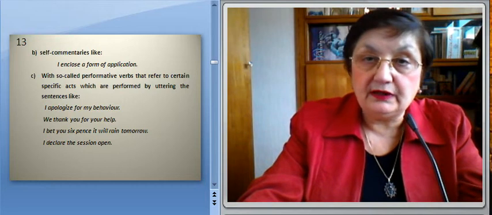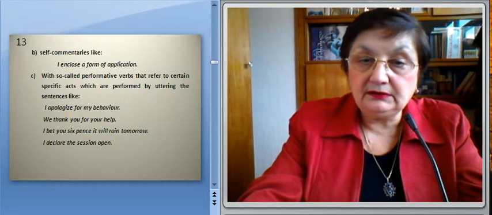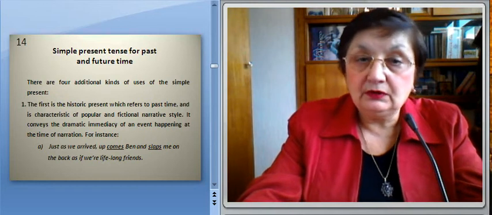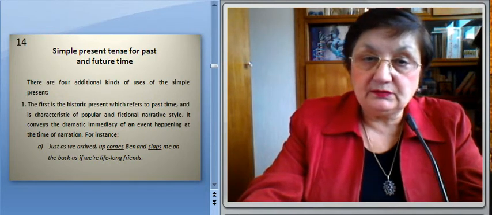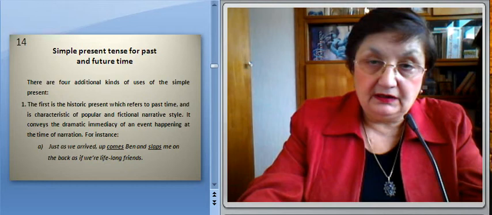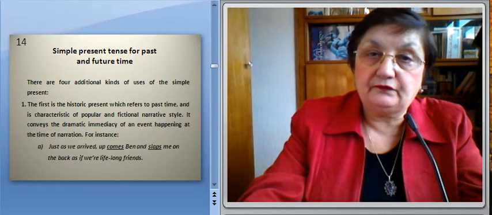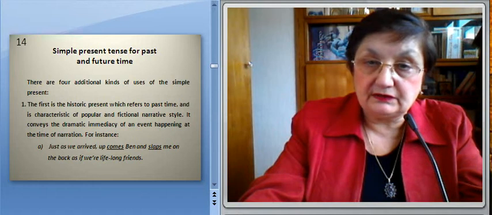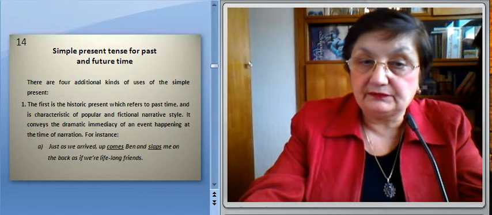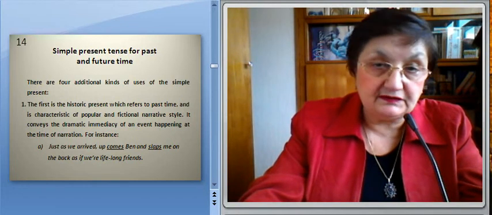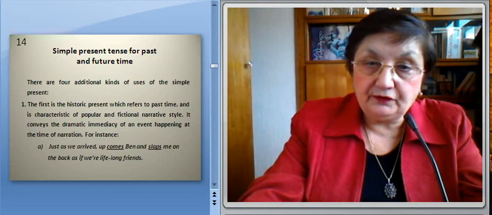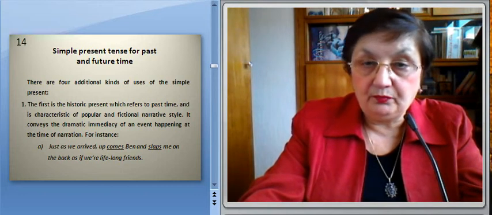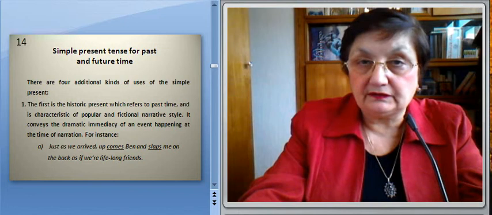Now, we'll discuss the cases when the simple present tense expresses past and future time. There are 4 additional kinds of uses of the simple present. The first is the historic present, which refers to past time and is characteristic of popular and fictional narrative style. It conveys the dramatic immediacy of an event happening at the time of narration.